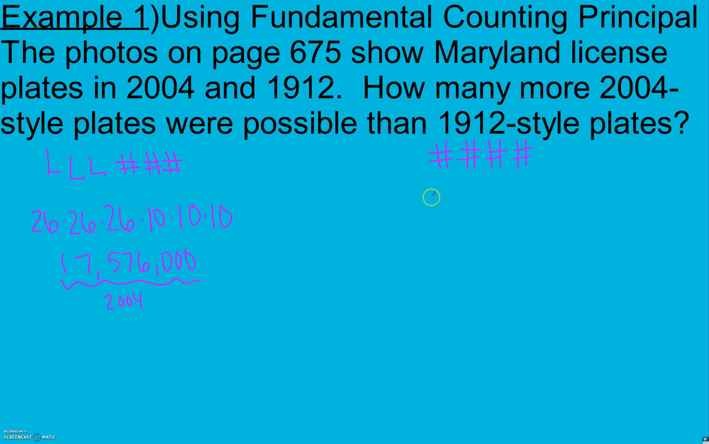In 1912, each number had 10 options, so we multiply 10 times 10 times 10 times 10. Again, it could have been 0 through 9 for each one of those options. So we take 10 times 10 times 10 times 10, and we get 10,000. And this was the 1912. We want to know how many more were there. So here we can subtract. We can take 17,576,000 minus 10,000 and get 17,566,000 more options.